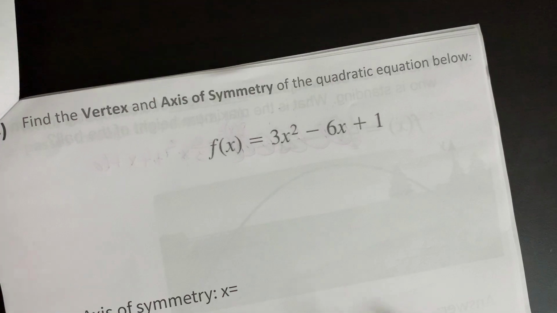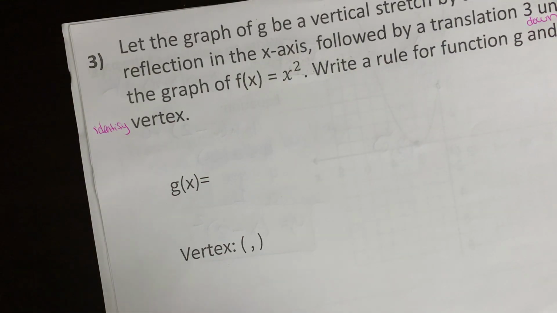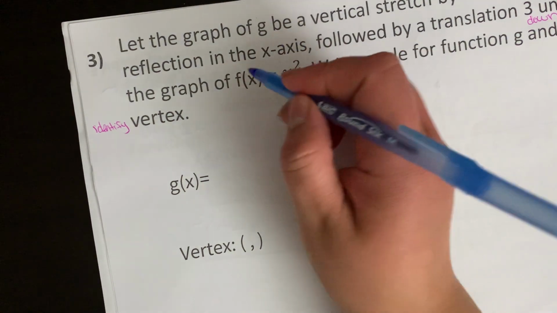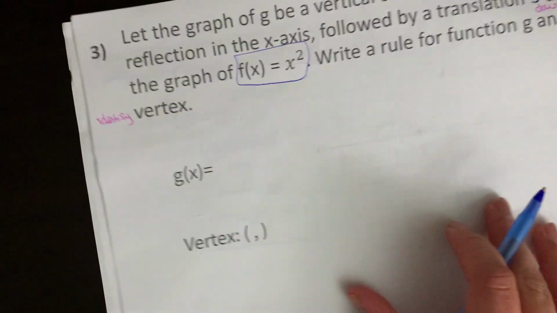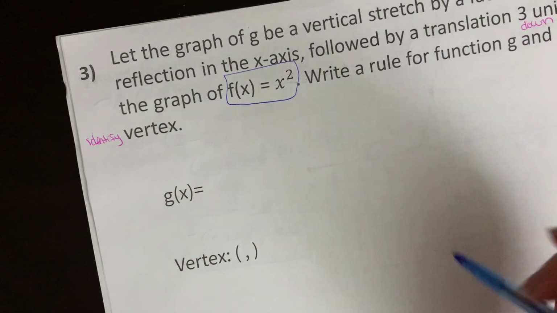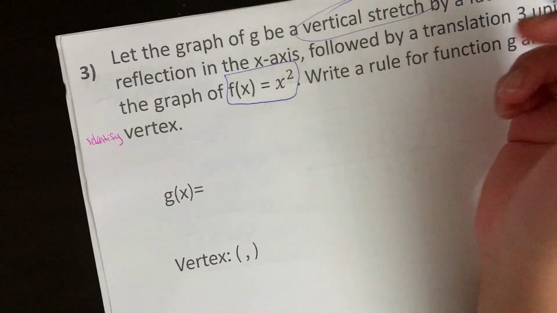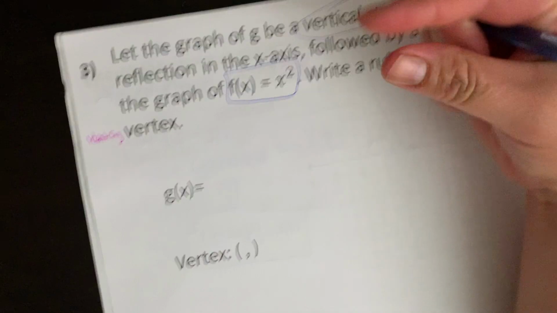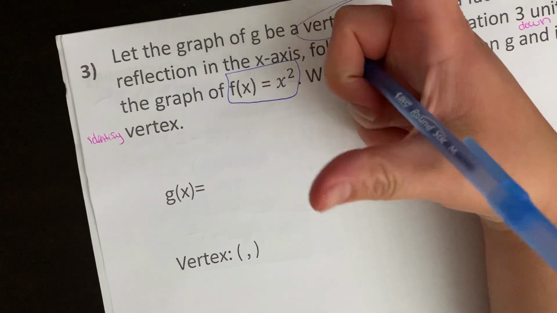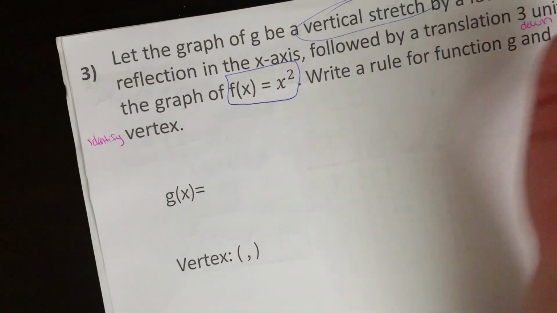Okay, number 3. Let the graph of g be a vertical stretch by a factor of 2, a reflection in the x-axis, followed by a translation 3 units down. Graph and write a rule for function g and identify the vertex. Okay, so we have our original, right? So then that's my original. So it says a vertical stretch, right? So if I stretch something vertically, it's going to get taller and skinnier by a factor of 2.